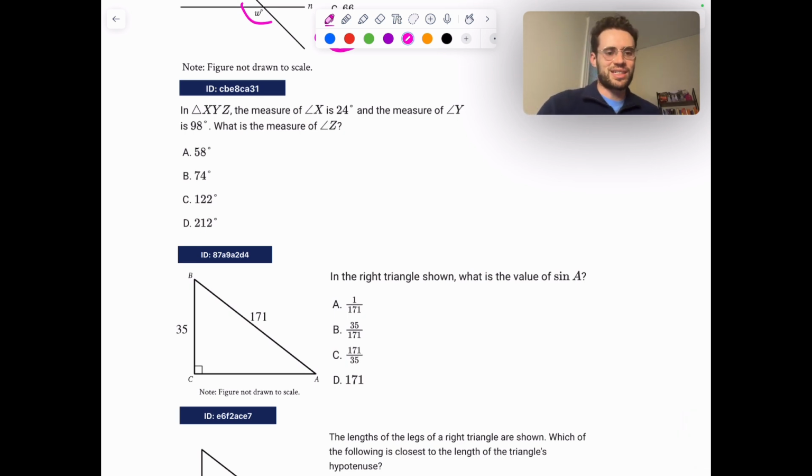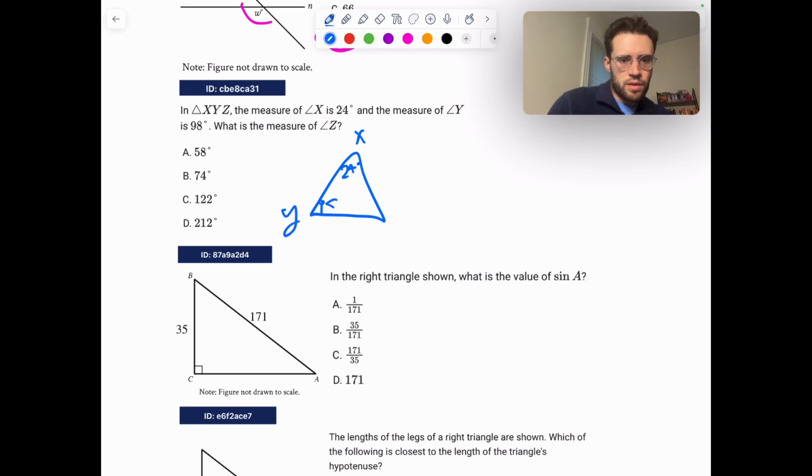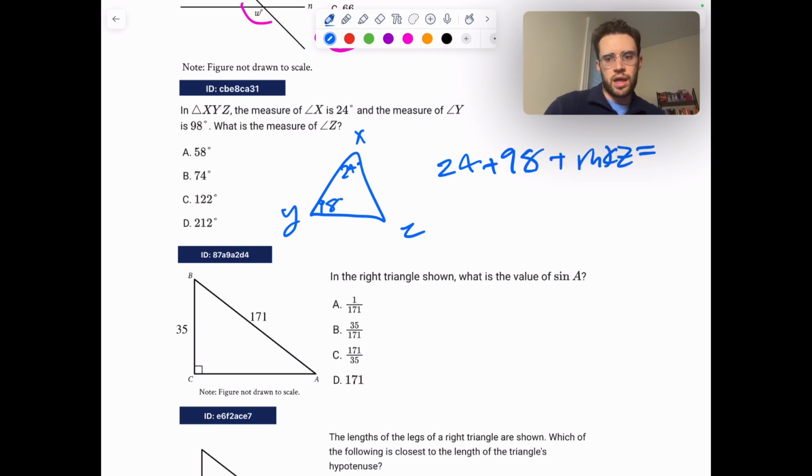In triangle XYZ, the measure of x is 24 degrees. Let's do x is 24 degrees, and the measure of y is 98 degrees. So what is the measure of z? So this is just another one where the angles in a triangle add up to 180 degrees. You could do 24 plus 98 plus the measure of angle Z add up to 180 degrees.